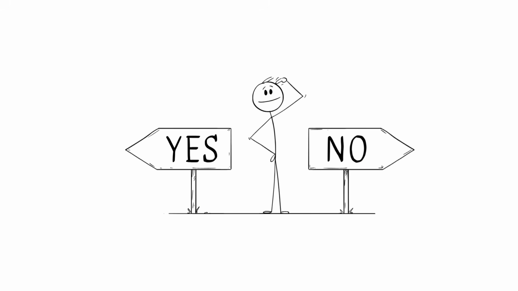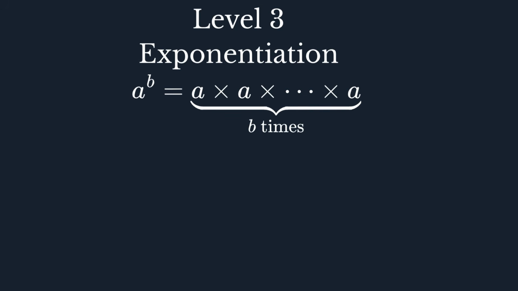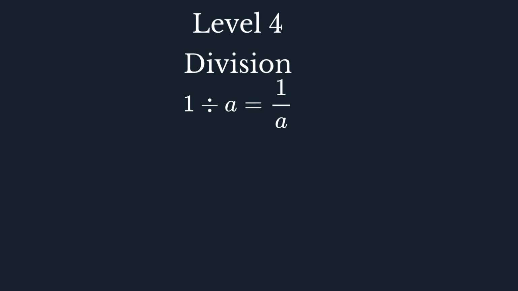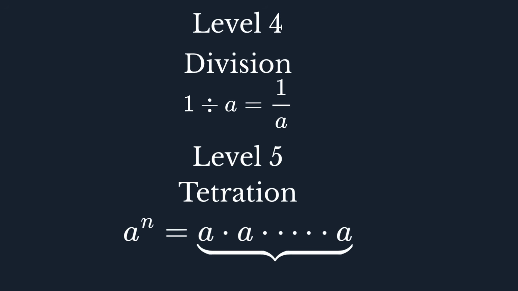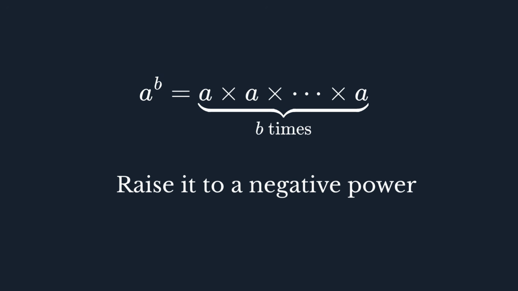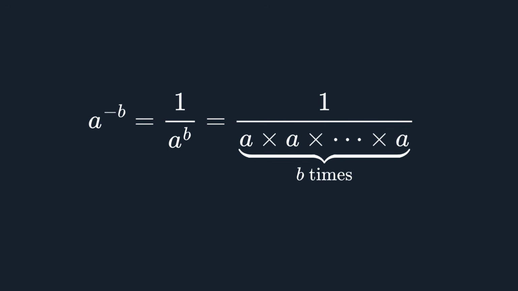Now flip the direction. Instead of building numbers up, we can shrink them down. The opposite of exponentiation isn't just division, it's repeated division. And it takes us somewhere just as strange as titration did, except downward instead of upward. Take a number and divide it by itself repeatedly, or better, raise it to a negative power. A to the power of negative b is equal to 1 divided by a multiplied by itself, b times.